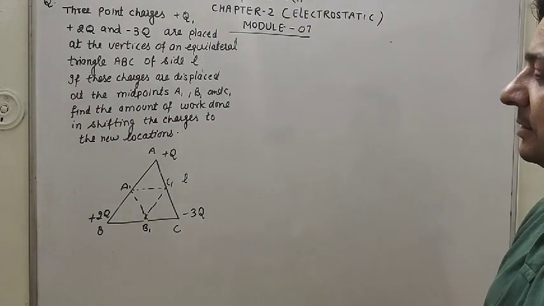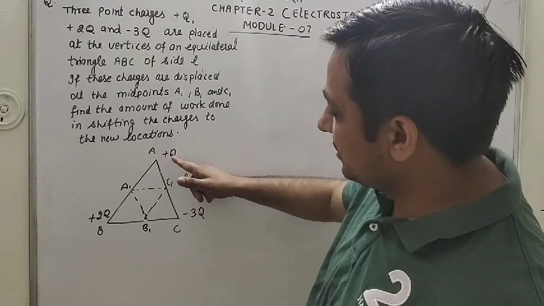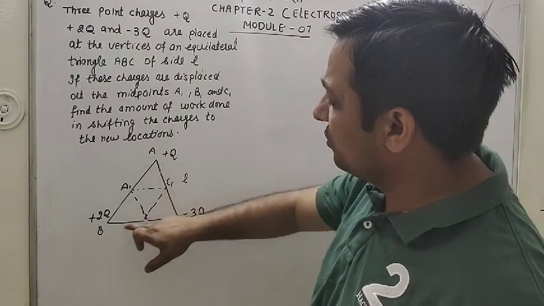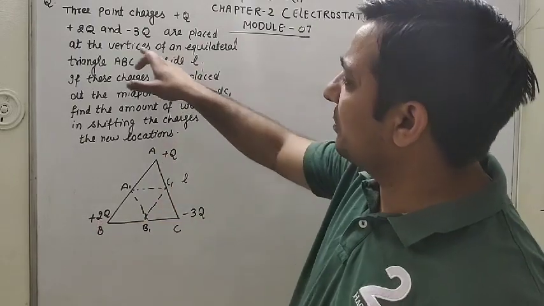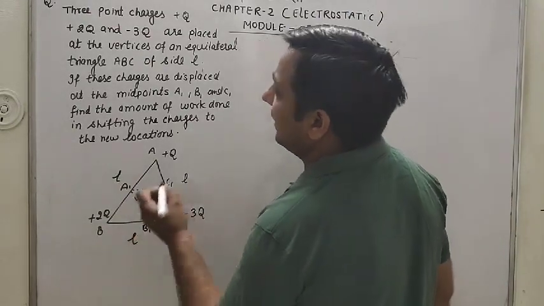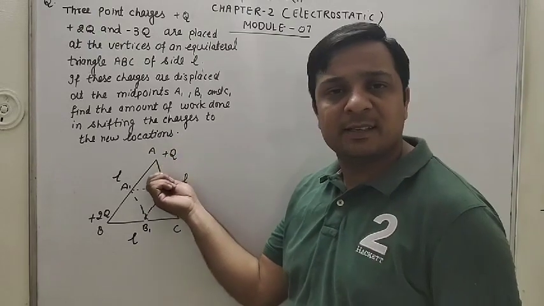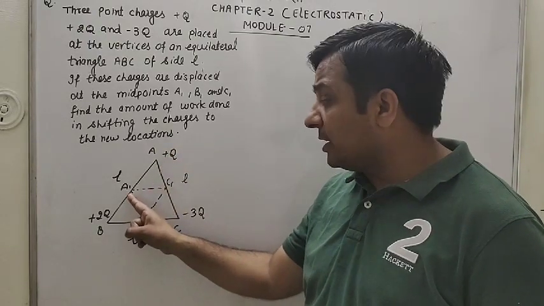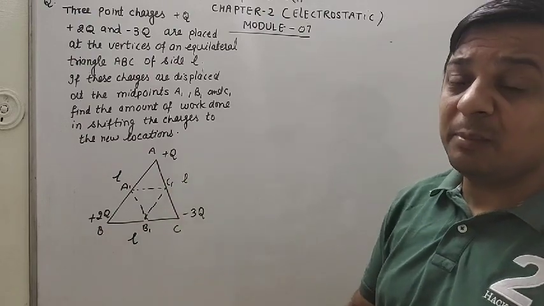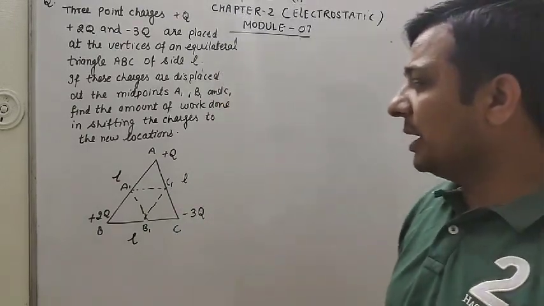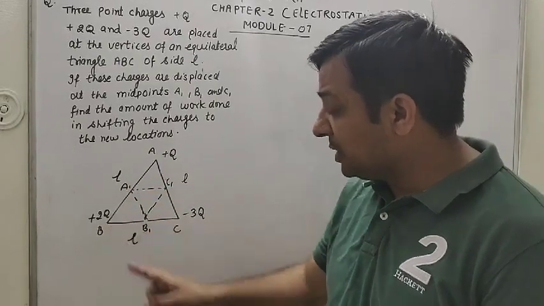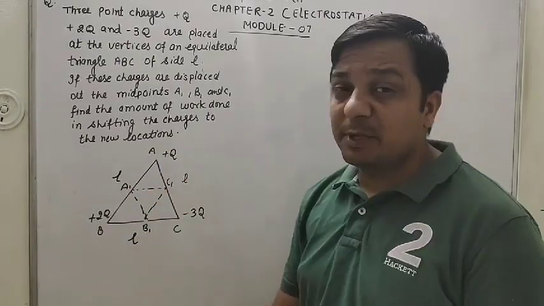Three point charges, plus Q, plus 2Q and minus 3Q, are placed at the vertices of an equilateral triangle of side L. If these charges are displaced to points A1, B1 and C1, what will be the net work done? The charge at A is shifted to A1, the charge at B to B1, and the charge at C to C1.